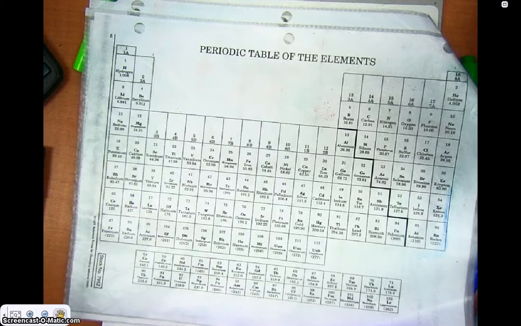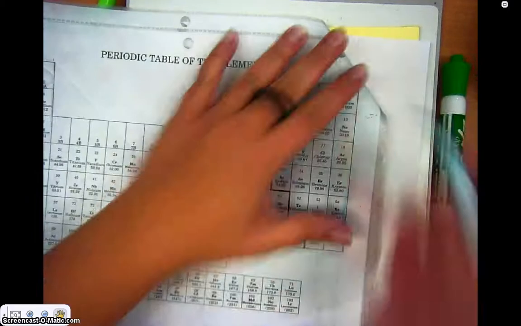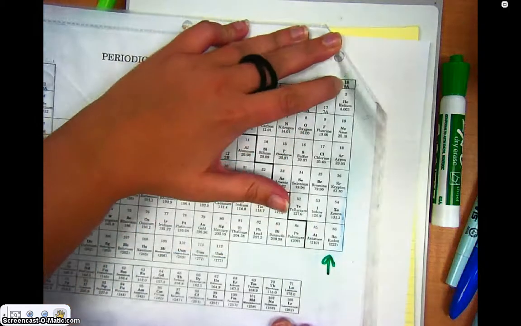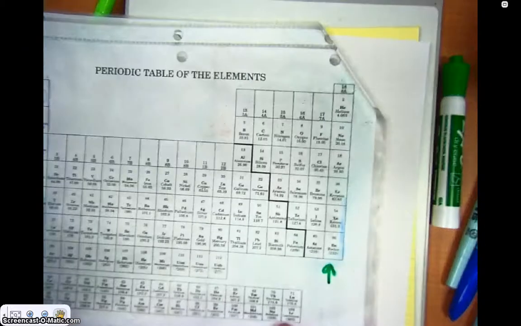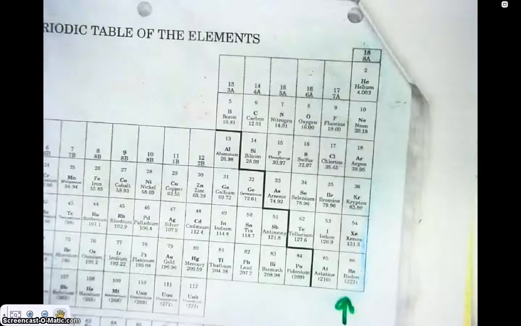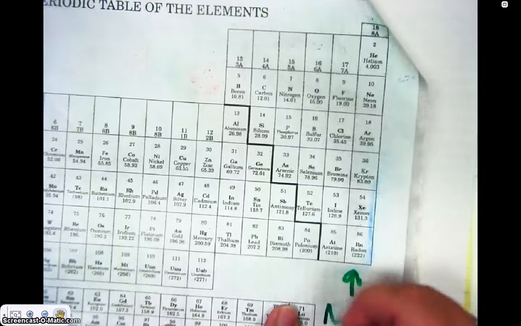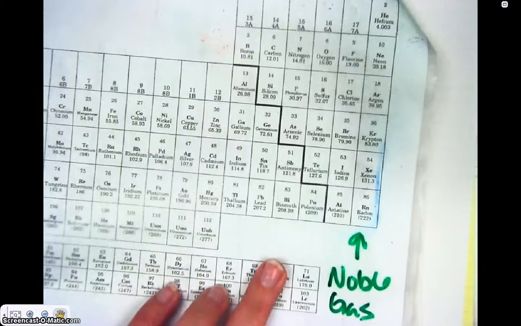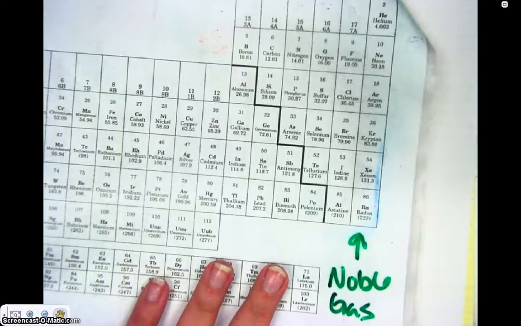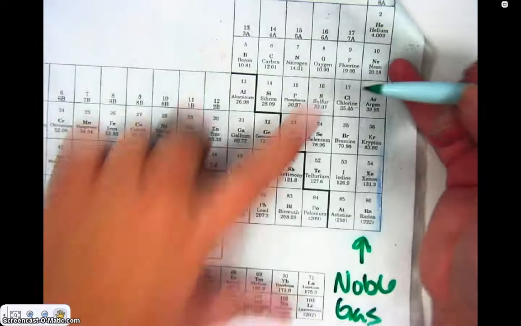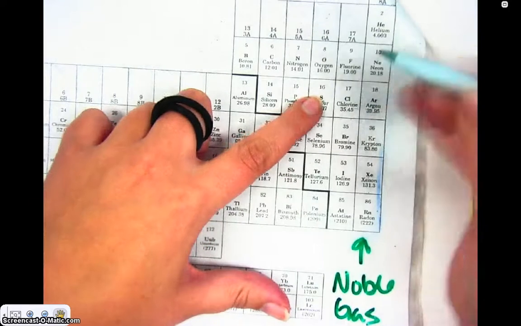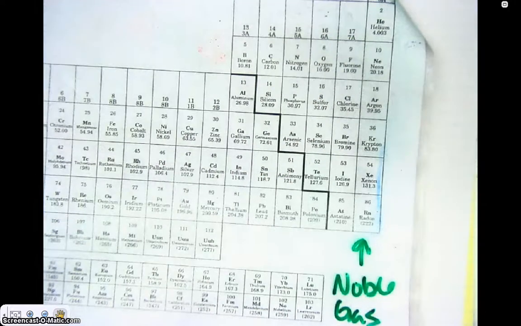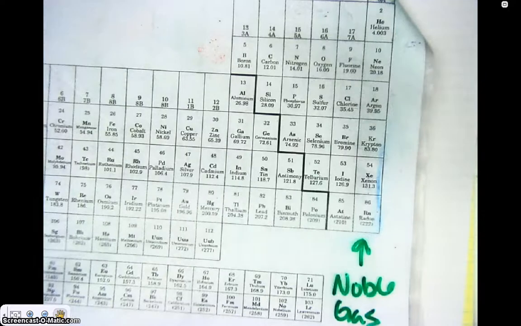So what's important to know is that this last column of elements right here, column 18 or group 8A if you look at the very top of the periodic table, those are called noble gases. Okay? They're a group or a family, and they have the name noble gas. So I'm going to do the electron configuration for chlorine, and then I'm going to show you how to do the noble gas configuration for chlorine as well.